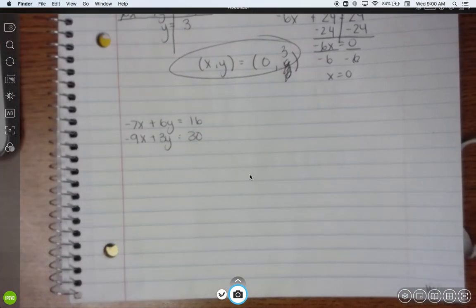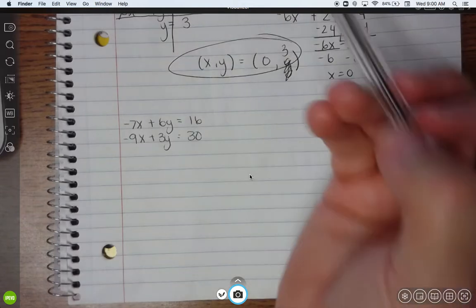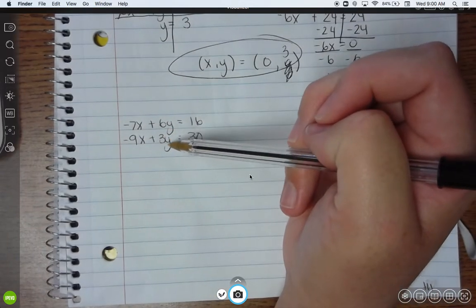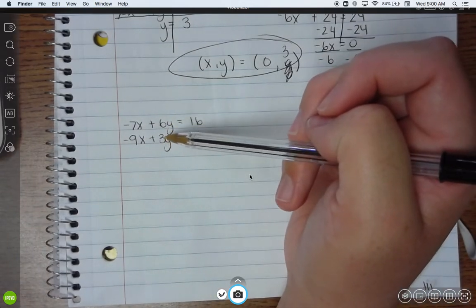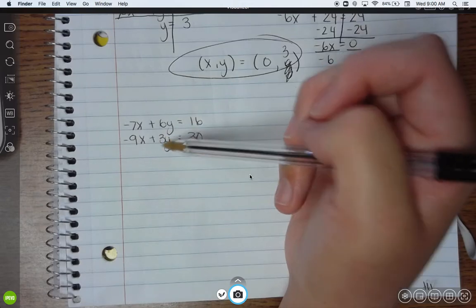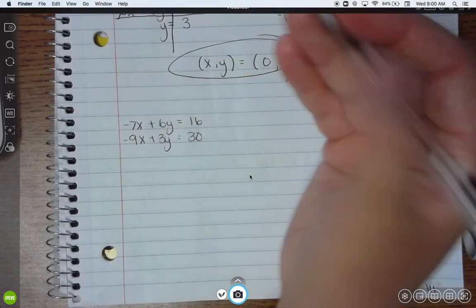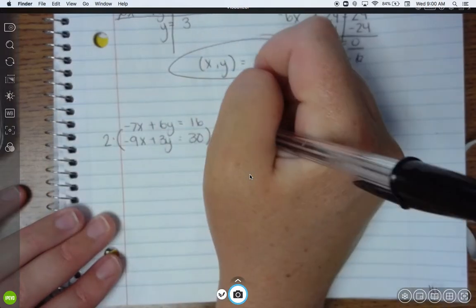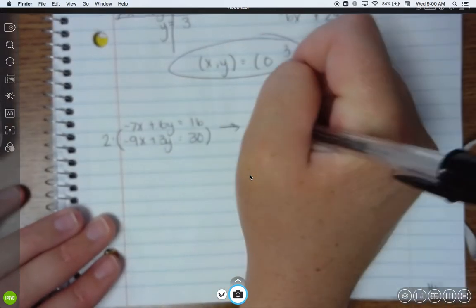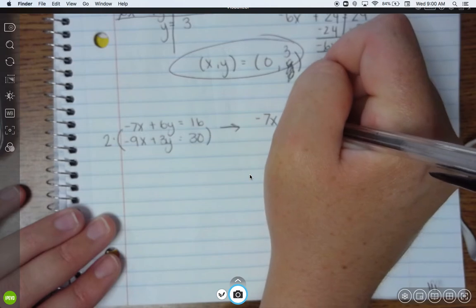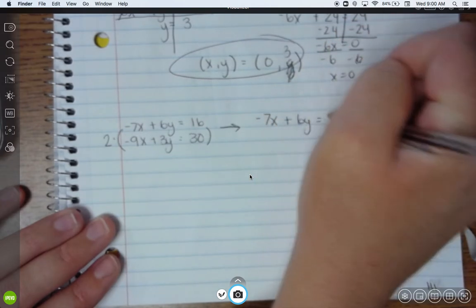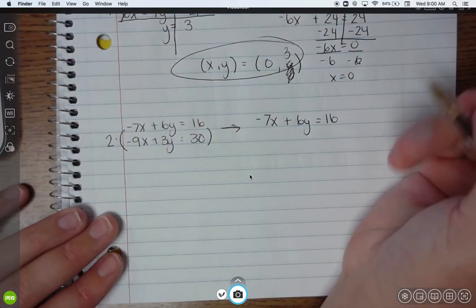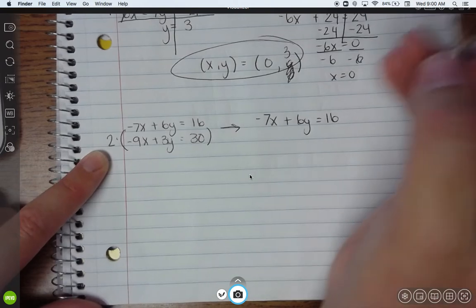Last example, here I don't have any opposites, but I could do some multiplication. So I have a 3y and a 6y, and I know if I multiply that bottom equation by 2, then those are both going to be a 6y. So the top equation stays the same, negative 7x plus 6y equals 16. Bottom equation, I multiply everything by 2.